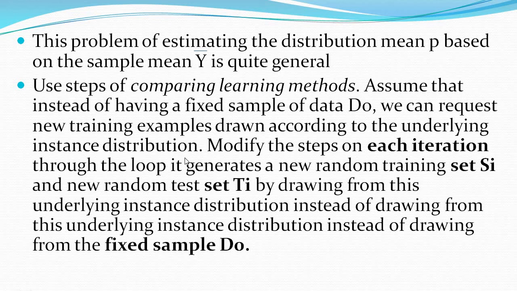These are the general steps while comparing the learning methods. Assume that instead of having a fixed sample of data D0, we can request new training examples drawn according to the underlying instance distribution. Instead of taking the same sample set, we can go for another sample also. Modify the steps so that on each iteration through the loop it generates new random training sets and test sets. For every different sample, it may generate different training sets and different test sets of k different subsets, by drawing from the underlying instance distribution instead of using the fixed sample D0.